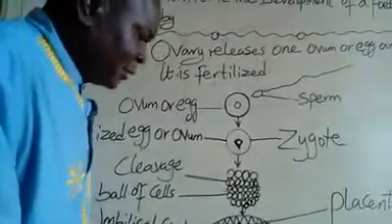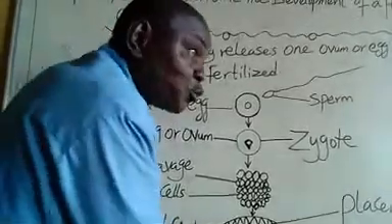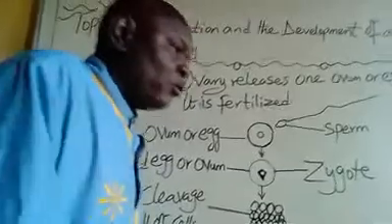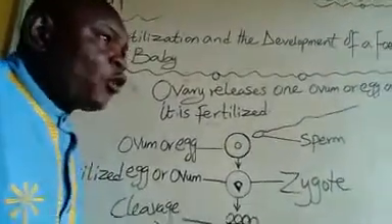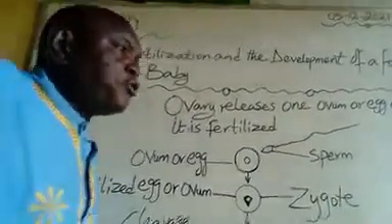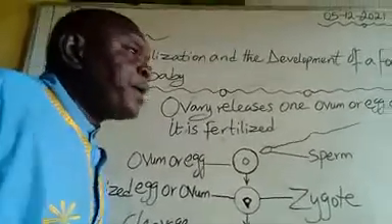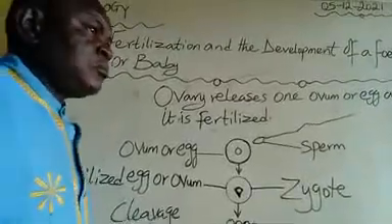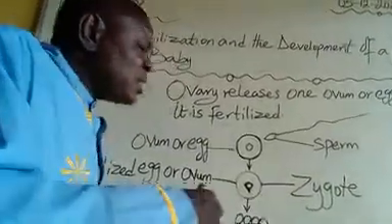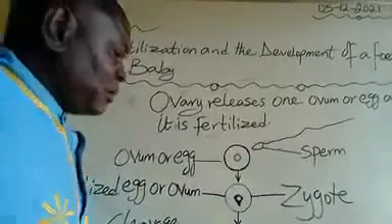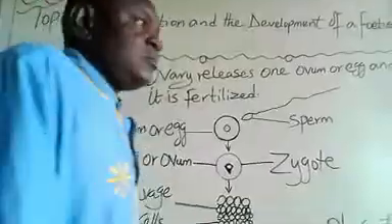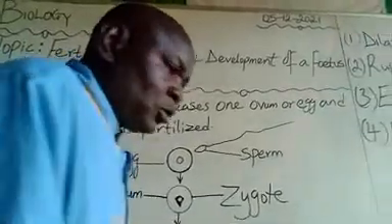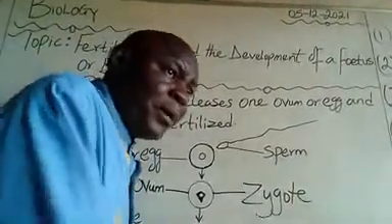And that is what we call labor. The contraction of the abdominal and uterine muscles in the womb, in the uterus, is what we call labor. The woman will be restless. You have to take her to the hospital so that she can be put to bed.